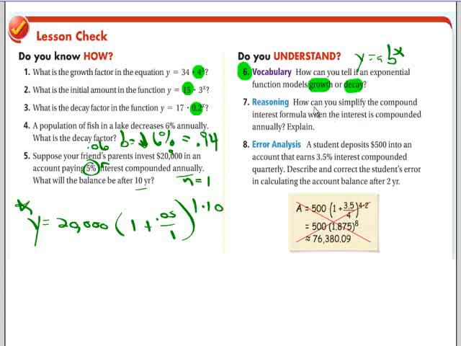How can you simplify the compound interest formula when the interest is compounded annually? Explain. I'm not worried about this tonight. Okay, don't worry about this one. We'll take a look at that as we get through it. And then error analysis. Let's find out what happened here.